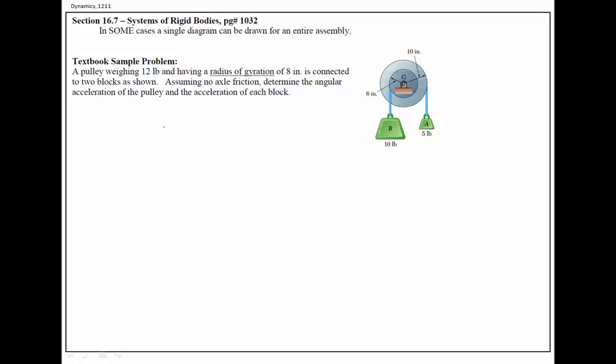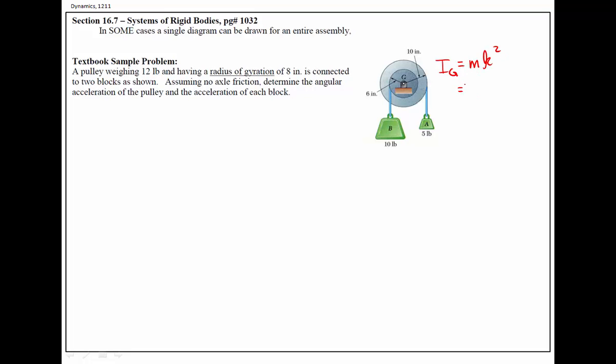All right, so we have a pulley that's got two weights attached to it at two different radiuses. And the radius of gyration of the pulley is 8 inches. It's a 12-pound pulley. And we're assuming no friction at the axis. And we want to find the angular acceleration of the pulley and the acceleration of each block. I'm going to go ahead and get out of the way the moment of inertia of the pulley. They gave us the radius of gyration.